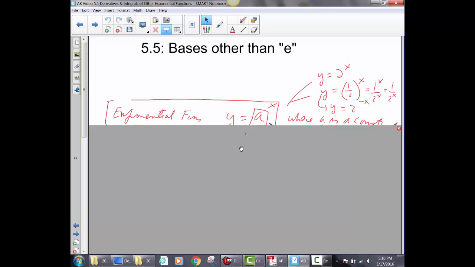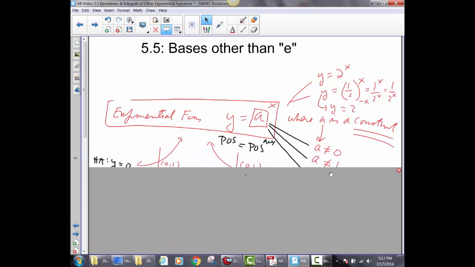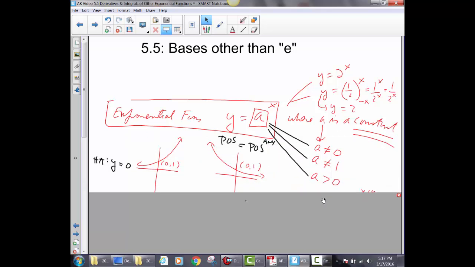Okay, so bases other than e. Let's talk about exponential functions. Now instead of y equals e to the x, what if it's a to the x, where a is some constant, 2 to the x, a half to the x, etc. First of all, that base will never be 0, never be 1, and never be negative, because if you had negative 2 to the power of a half, you'd have the square root of a negative, which is an imaginary number.